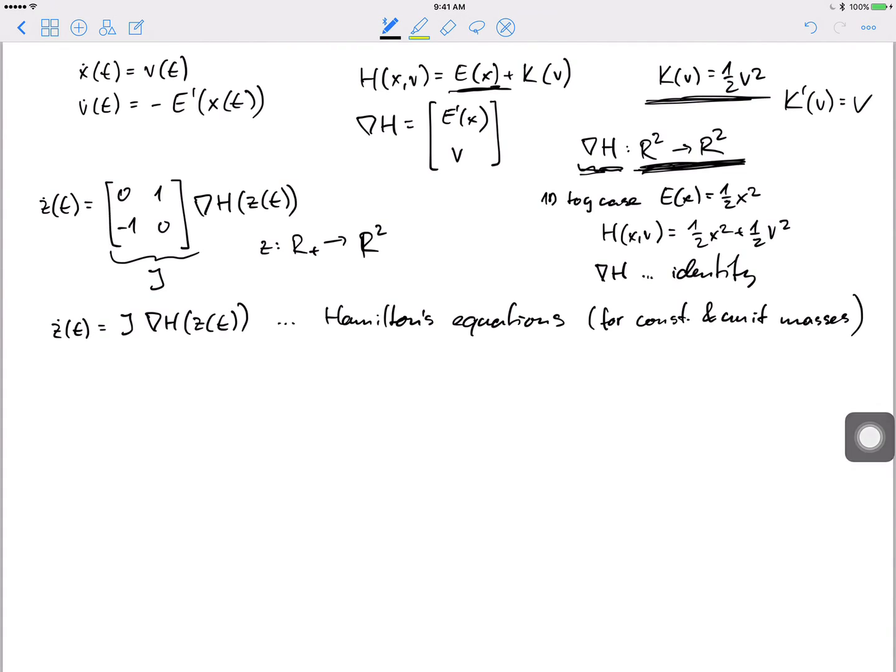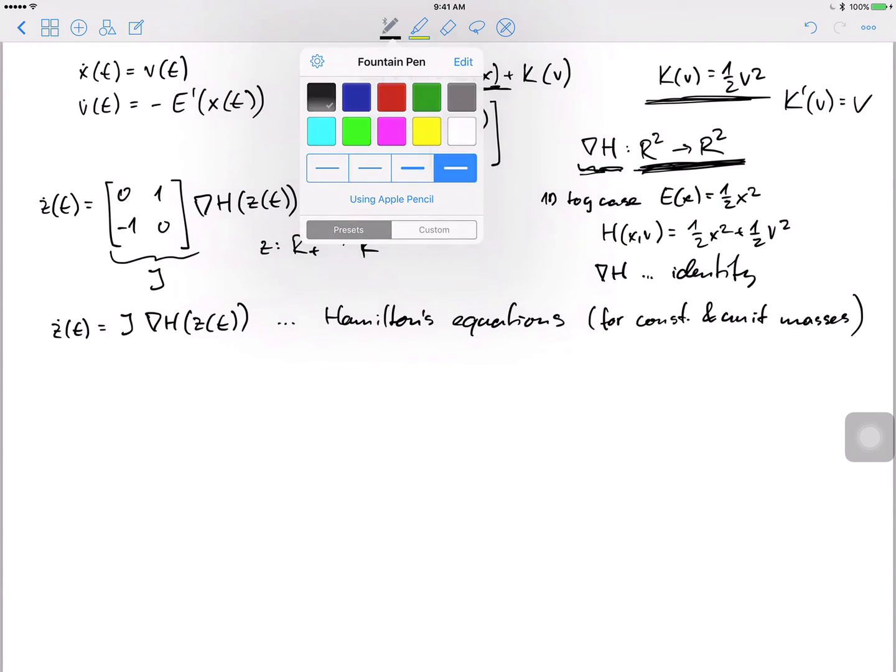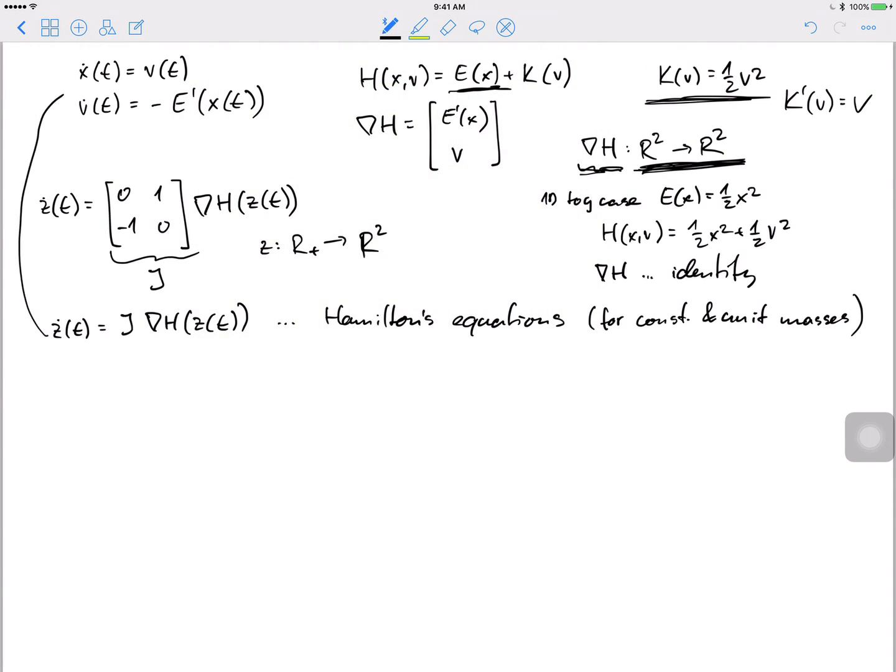So this thing is kind of just a silly rewriting, right? You can immediately see that this really is equivalent to this, okay? That's because we know that this is this, right?